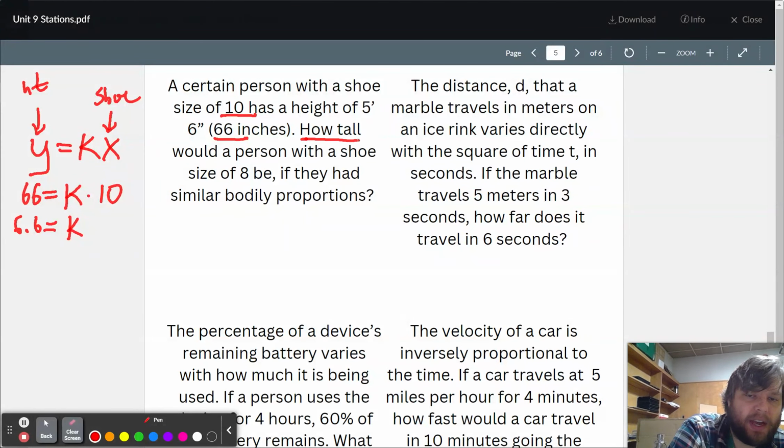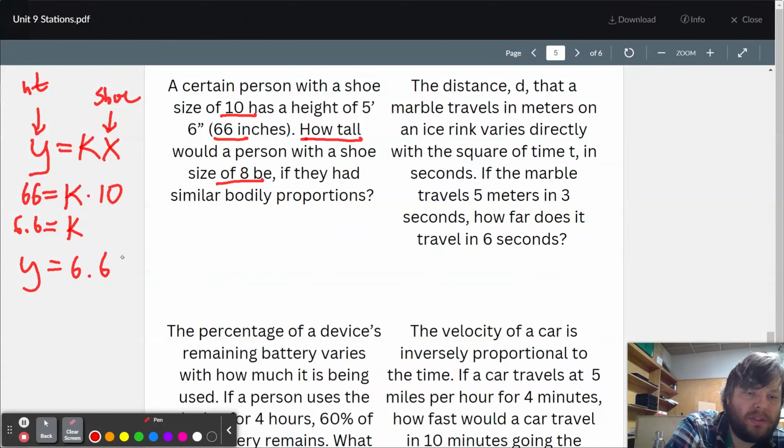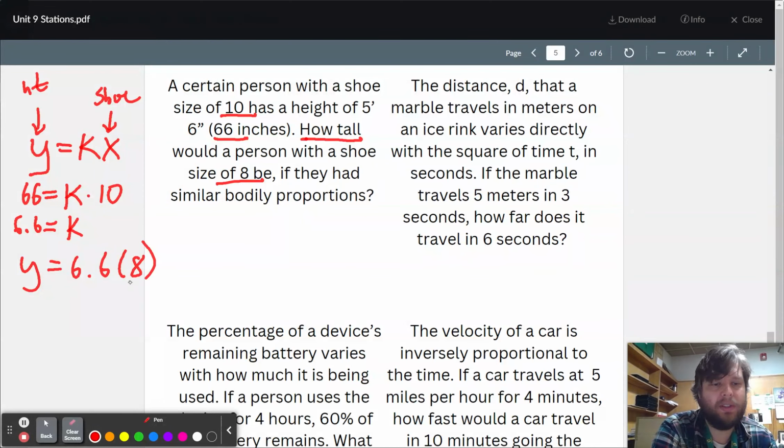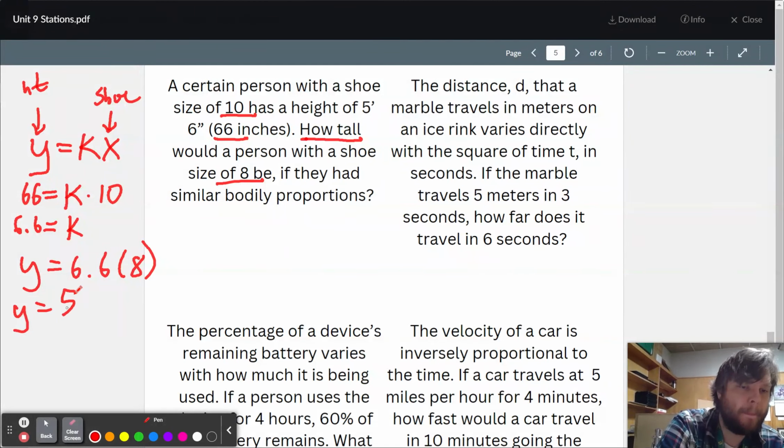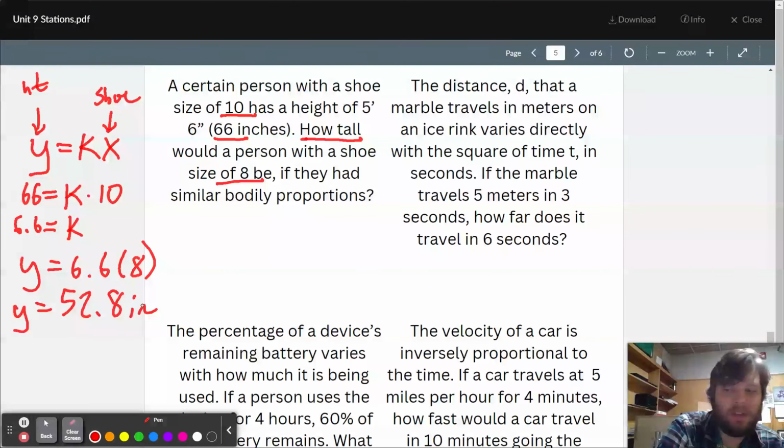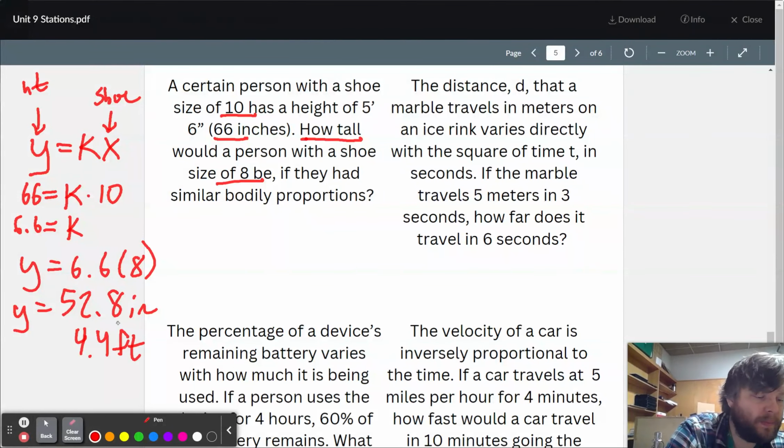Then the next question says how tall. So we don't know the y. We just found the k to be 6.6. Shoe size of 8. So 6.6 times 8. I guess whatever that is. 52.8. And that's in inches. If we wanted to convert that, we would divide that by 12. And we get 4.4 feet. If you do 0.4 times 12, you could say 4 feet and 4.8 inches. There you go.